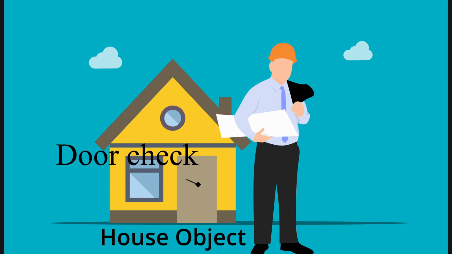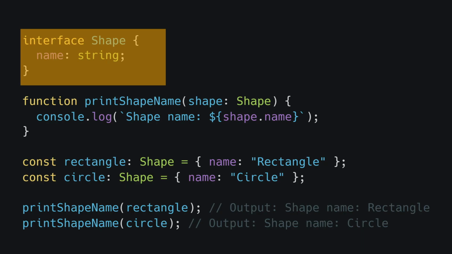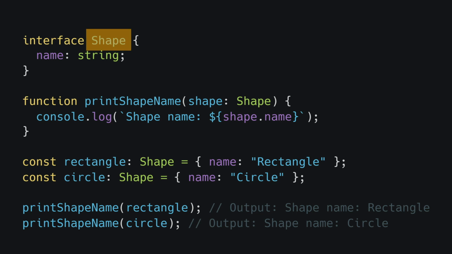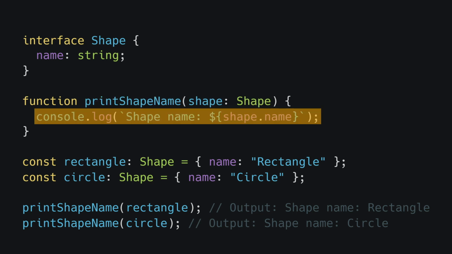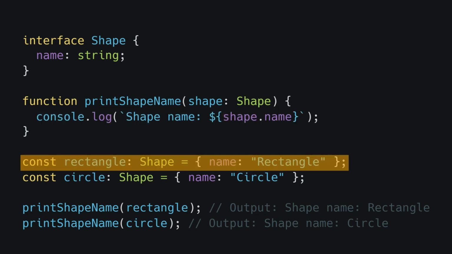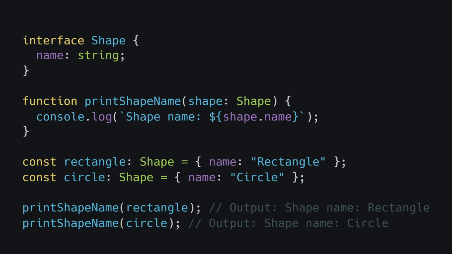Let's see how we can use interfaces in our code. In this example, we define an interface called shape, which has a single property name of type string. The printShapeName function takes a parameter shape of type shape and logs the name of the shape. We create two objects, rectangle and circle, that conform to the shape interface by having a name property.